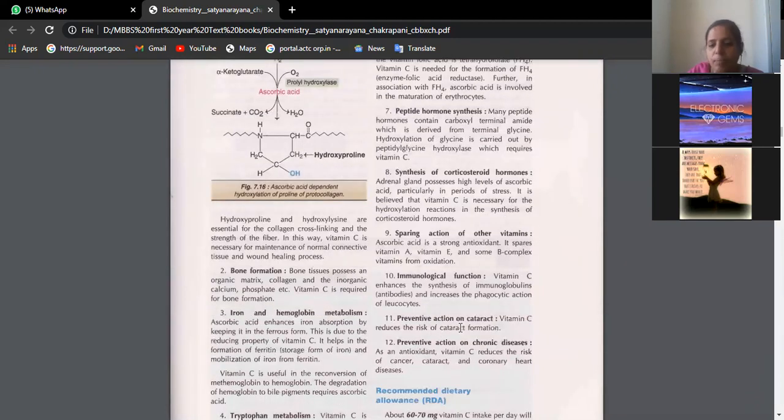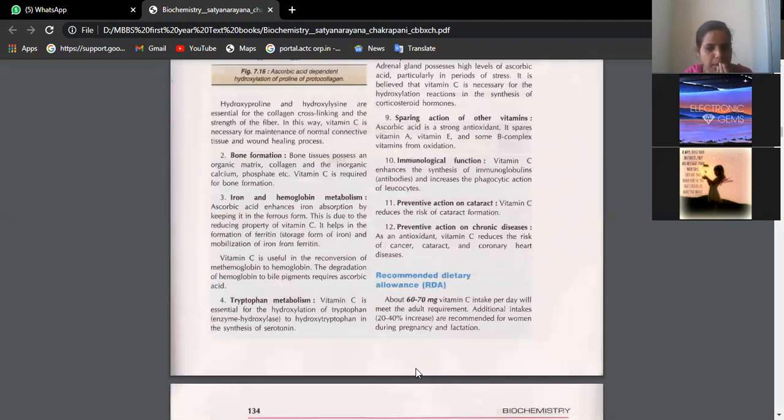It prevents cataract. What is cataract? The lens, if it is becoming opaque. We have the lens inside the eyeball, isn't it? Behind the cornea. So if it is becoming opaque, you call it cataract. Vitamin C reduces the risk of cataract, and it prevents chronic diseases also. Okay. So like that. How much do we require per day?